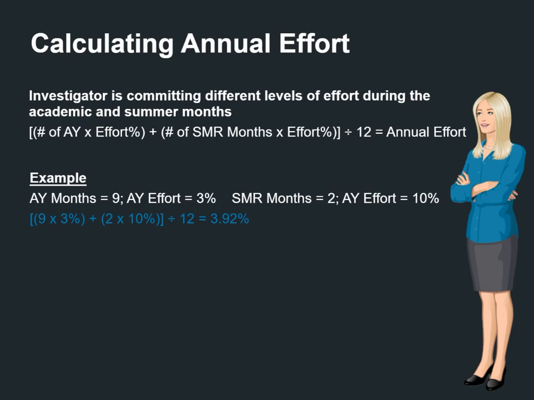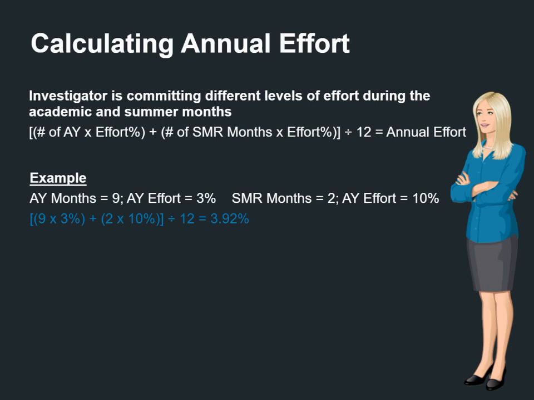In this case, we have an investigator committing 3% effort during their academic months, and they have a 9-month appointment. They will also commit 10% of effort during the summer, but will only work 2 months during the summer. So you can see the formula here. You take 9, multiply that by 3%, and then take 2, multiply that by 10%, and add those two together. Then divide by 12, and you will get 3.92% annual effort.